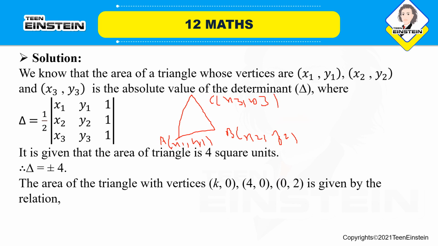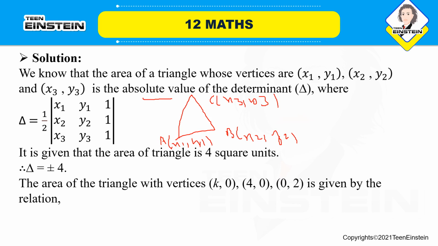So the area of the triangle is the absolute value of the determinant. Suppose when you expand the determinant you get a negative value, then we have to consider the absolute value or modulus value of the determinant. Okay, so delta, the area, is equal to half into the determinant x1 y1 1, x2 y2 1, x3 y3 1. This is the first vertex, second vertex, third vertex. This is the formula we have studied to find the area of a triangle, right?